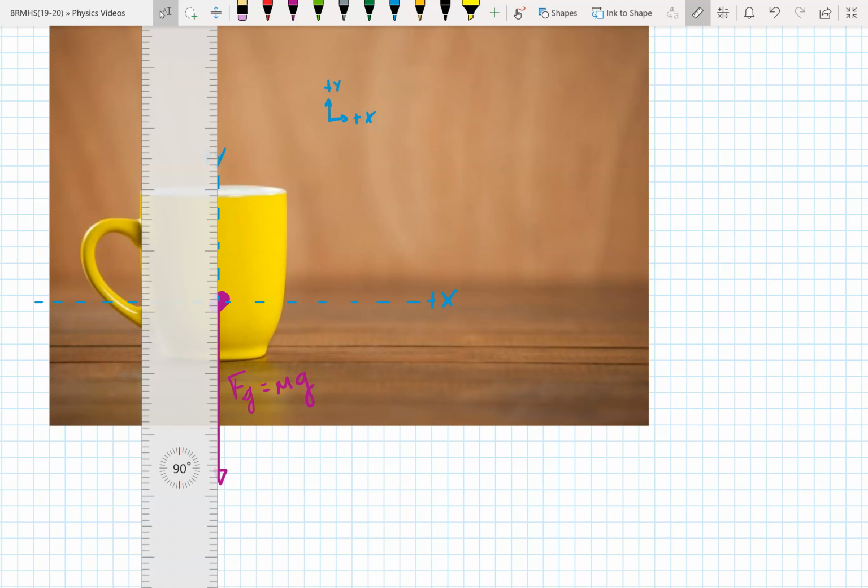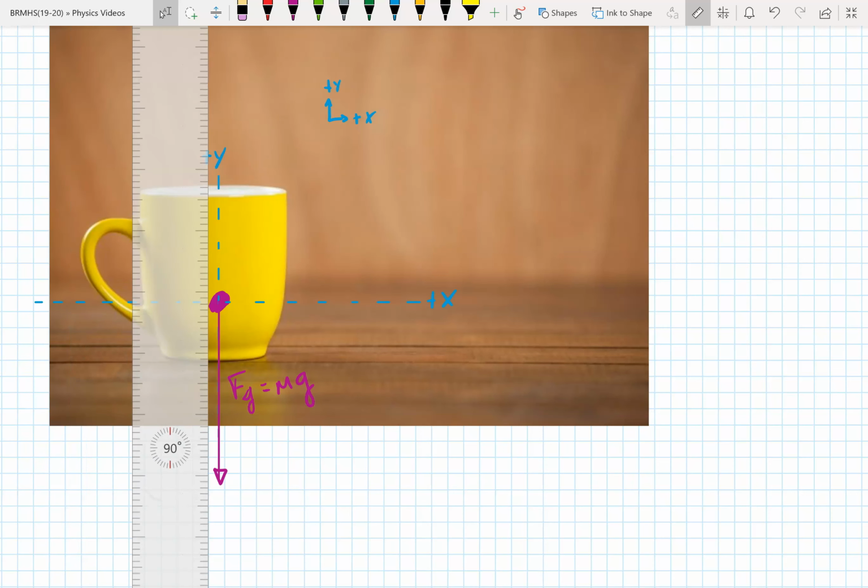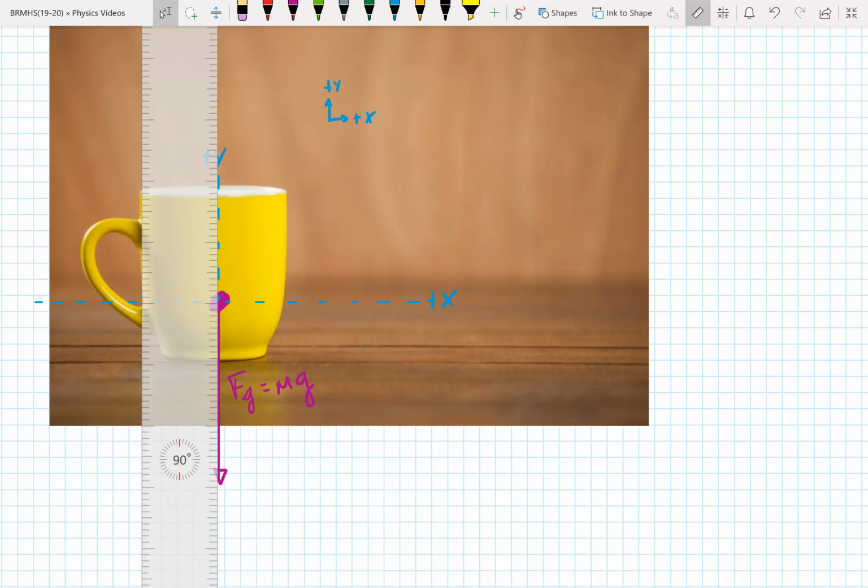Now, I know there's another force acting on it because the coffee mug is not accelerating, and right now I have an unbalanced force if I leave my diagram like this. But it's not accelerating, so that gravitational force must be balanced out. By what? Well, the force of the table pushing up on the coffee mug. And I need to draw that in the upwards direction.